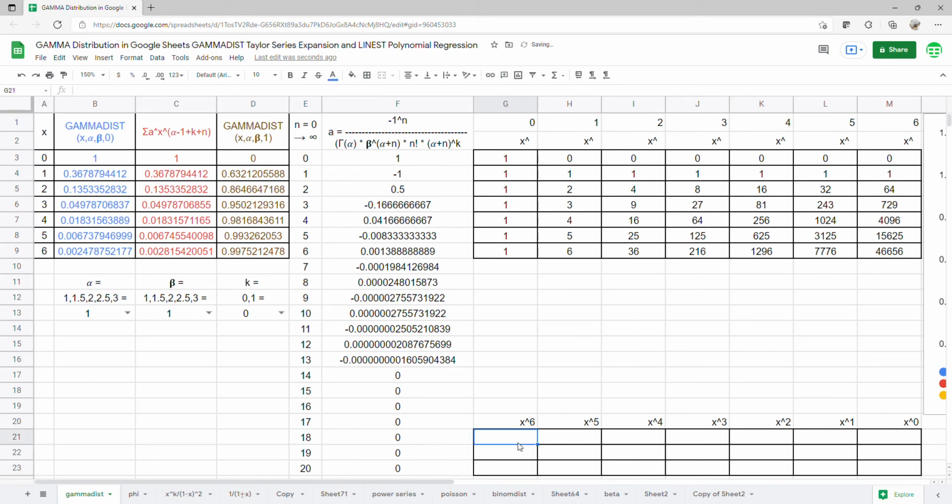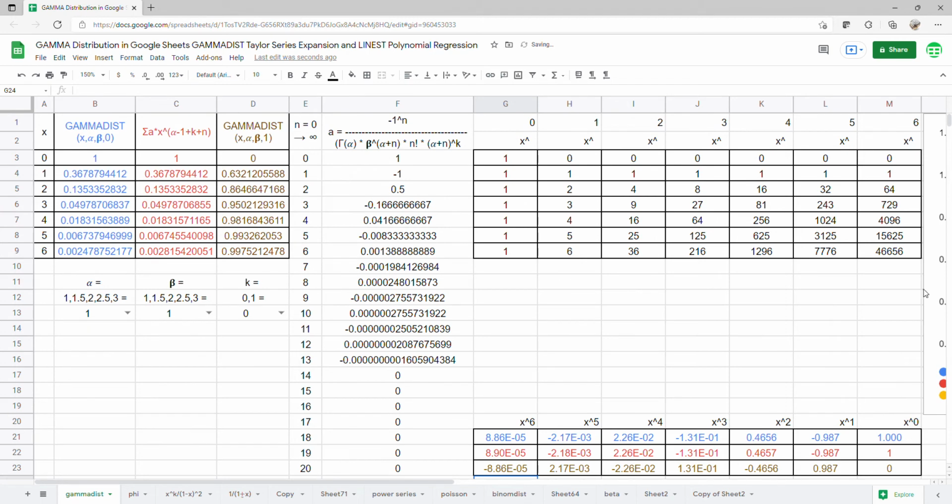And now we can calculate LINEST. That's LINEST for the GAMMADIST, the probability density function, data y and data x. LINEST for the expansion, data y and data x. For the cumulative distribution function, data y and data x.